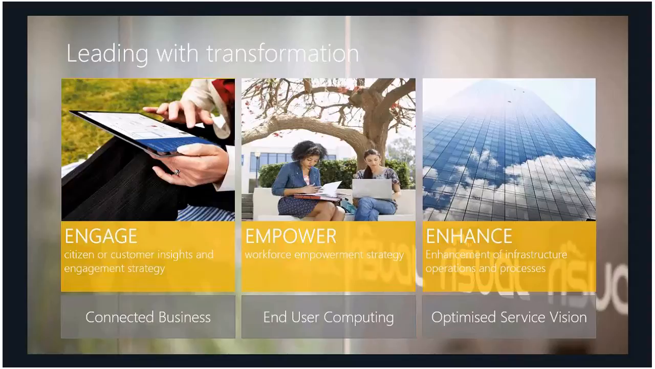And then moving on to enhance. This is the optimized service vision. This is where customers are looking to move to the cloud, and that can be a mixture of moving things all to the cloud, but we understand that customers have a need to keep some things on premise as well, so we could talk through the hybrid options. We've helped a lot of customers, one being Derby City Council, to move the right parts of their data centre to the cloud to help save costs.